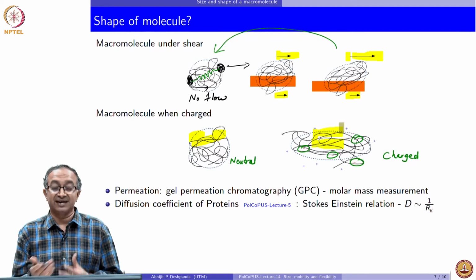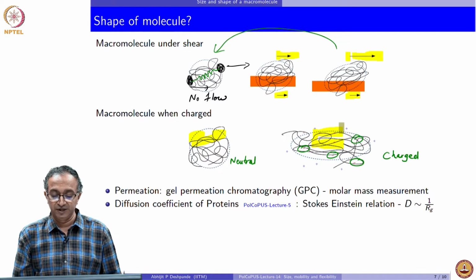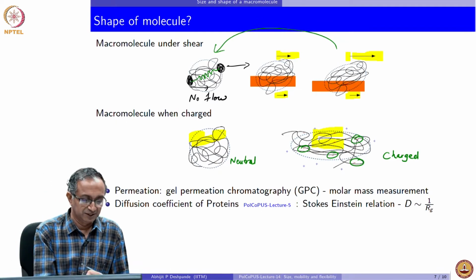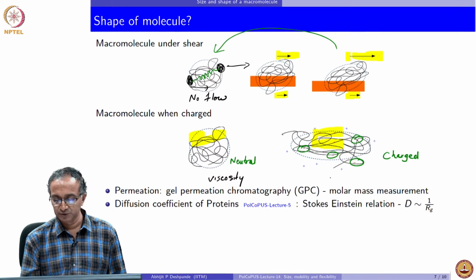So you can see that size and shape of macromolecule and a single macromolecule can give a lot more clues about how the response of the overall bulk response is. In case of a charged macromolecule, what do you think will be the viscosity in this condition as opposed to viscosity in this condition?